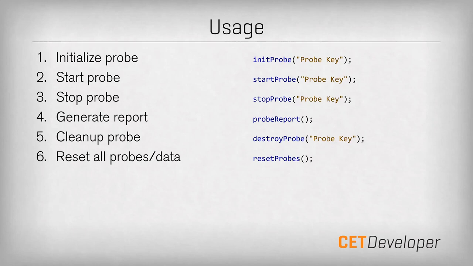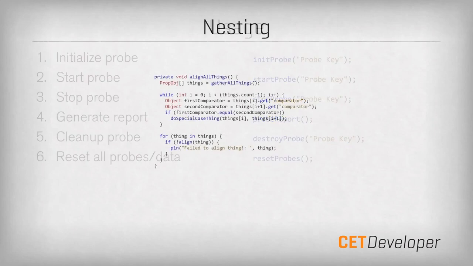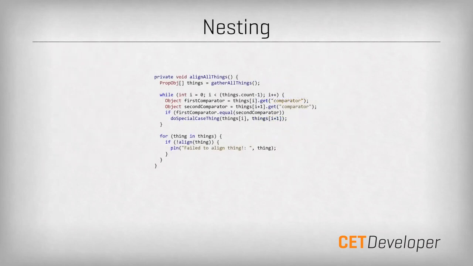Right. So like the profiler, probes get better when you use them nested. And so here we go. What we have here is a short little function that is aligning some things. It will gather up a bunch of things. It'll check for some special case, and then we'll call align them. I don't know specifically what this does. It's not really important. But we want to run some probes on this to see how long everything is taking, how many calls there are to align, and how many special cases we hit, things like that.